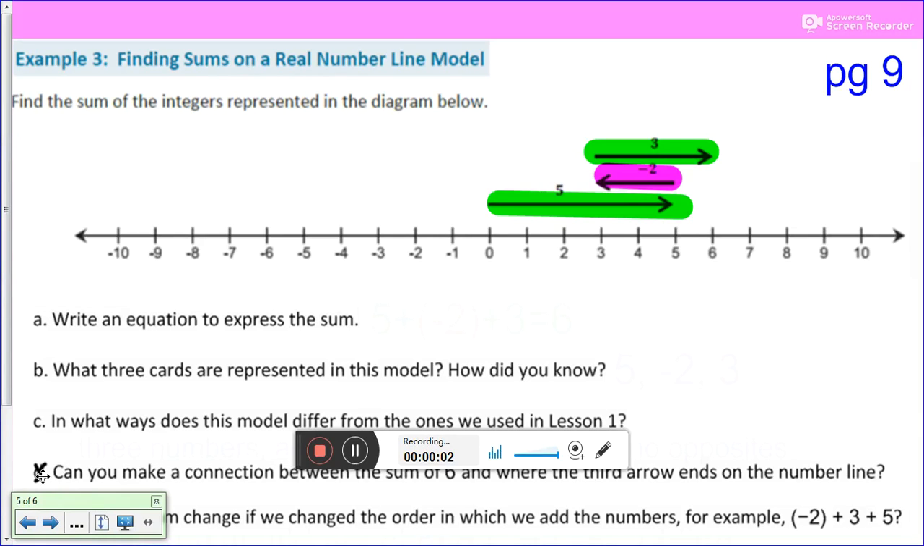Alright folks, this is our last example for lesson 2. So if you would turn to page 9 please, and you'll find example 3, finding sums on a real number line model. Okay. So we call them real numbers because they're not imaginary numbers. Those are things you're going to talk about in some of the top classes that you'll take in math when you are in high school. So just know that we are talking about real numbers, not imaginary ones.